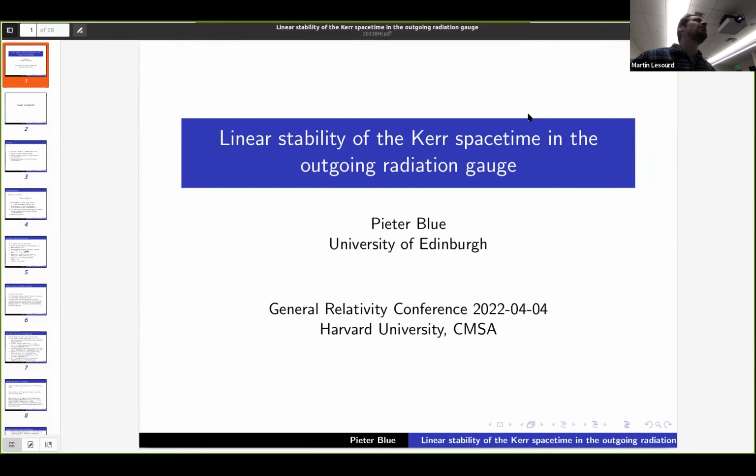So this morning we're very lucky to have Pieter Blue from Edinburgh, who'll be talking about the linear stability of the Kerr spacetime in the outgoing radiation gauge. Pieter, take it away.